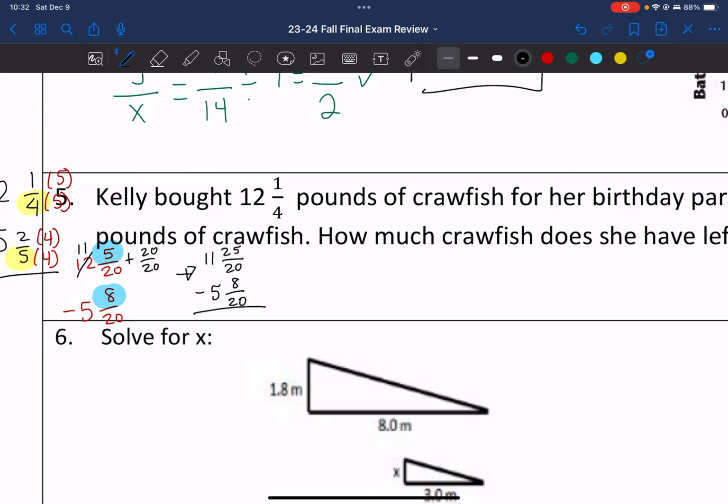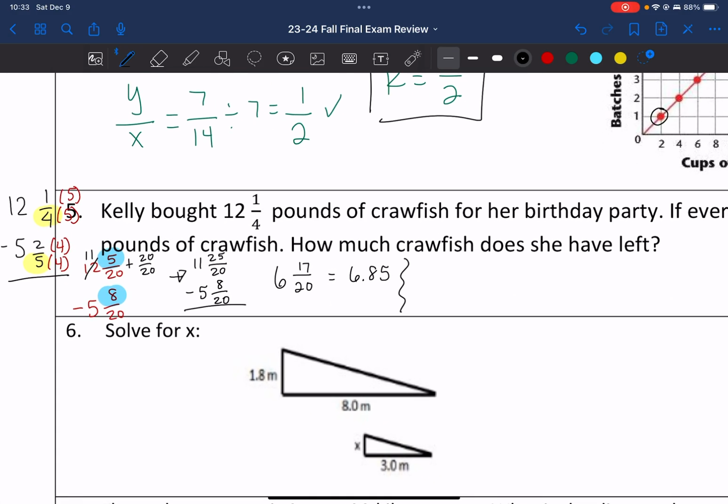That now works, okay? So here, let's go ahead and finish it. 11 minus 5 is going to be 6. I know that my denominator is going to be 20. I just have to take 25 minus 8, and that is going to be 17. And I'm done, okay? Now, let's pretend that I decide that I'm going to do a decimal, okay? All I have to do is do 17 divided by 20, and that's going to give me 6.85, okay? All right, let me show you the other way.